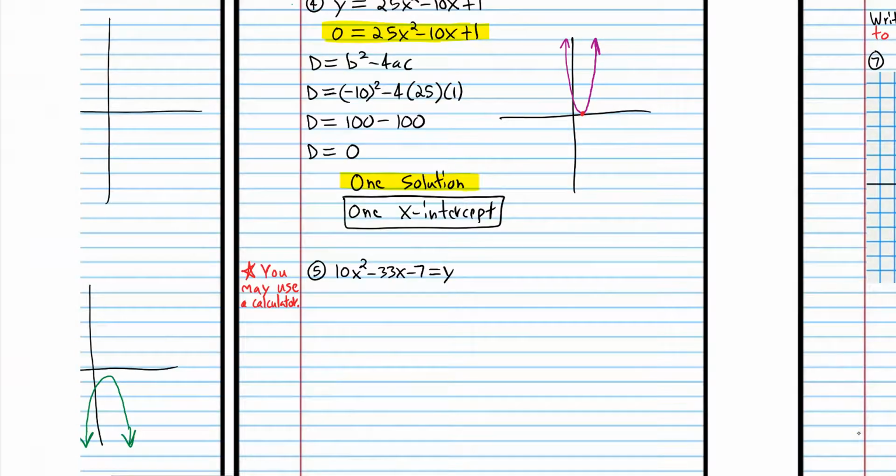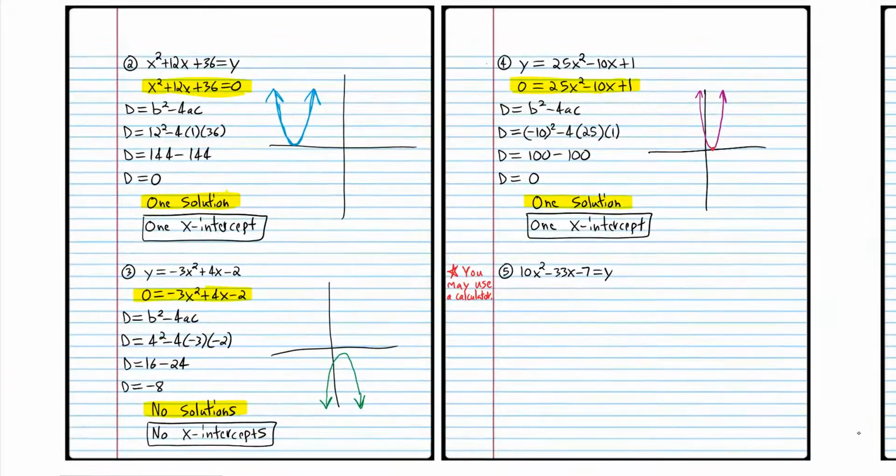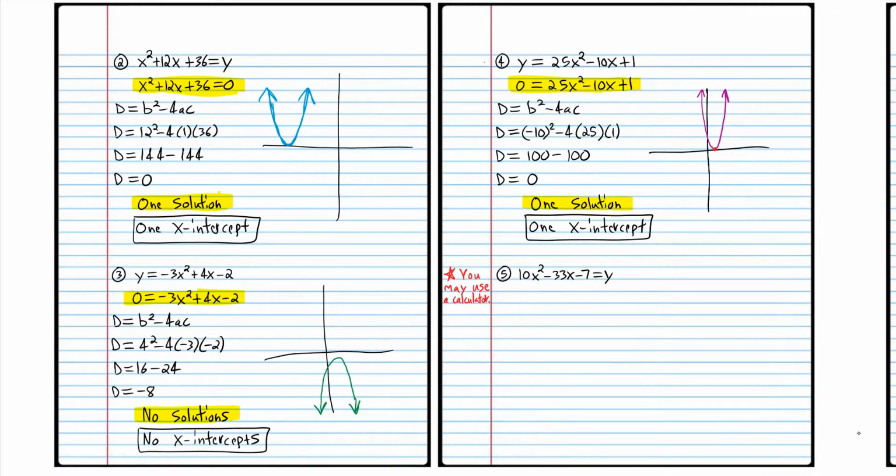Okay, for number 5, you can use a calculator. The numbers are going to get kind of big. So try number 5, and when you come back, we'll do it together.